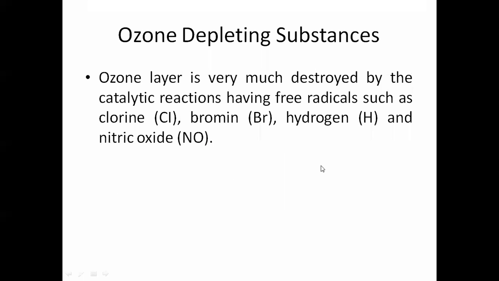So ozone depleting substances I have given. I have told you fridges and all, some gases will be released. That's why I gave that example. More examples like hydrochlorofluorocarbons, I already told you that. Next you have bromine, hydrogen, and nitric oxide. This comes from automobiles. This nitric oxide and the hydrochloro compounds come from fridges, and bromine and hydrogen also come from some industries. Okay, so these are the gases that cause ozone depletion.